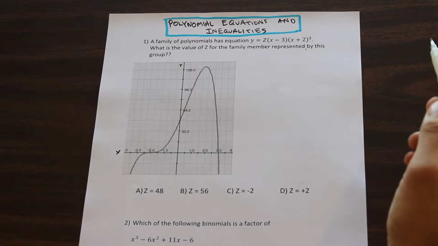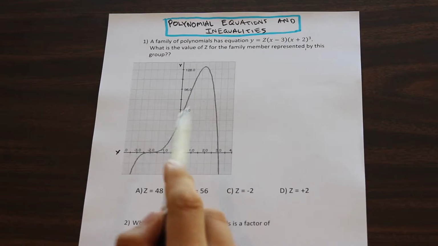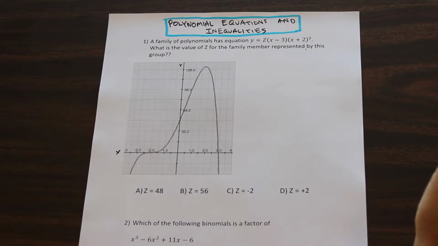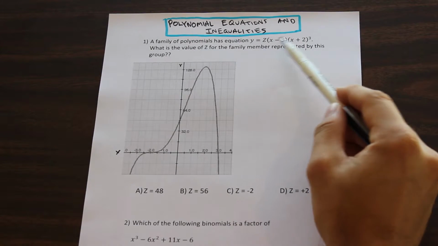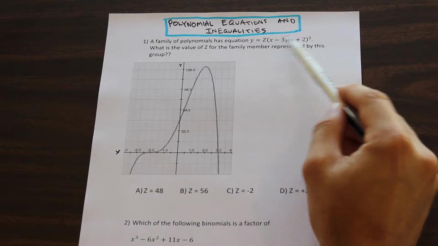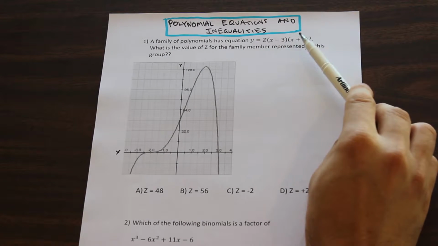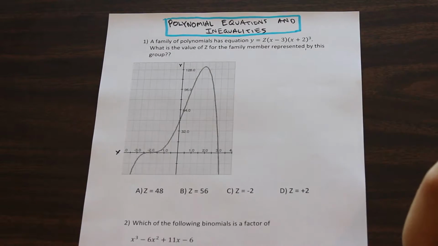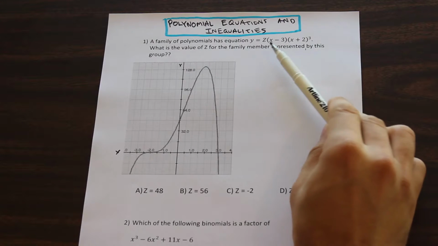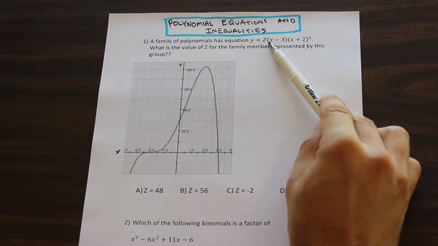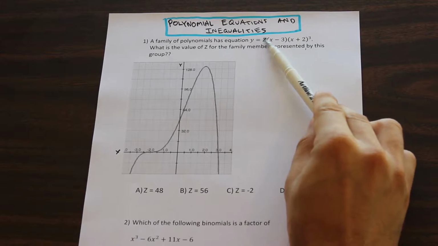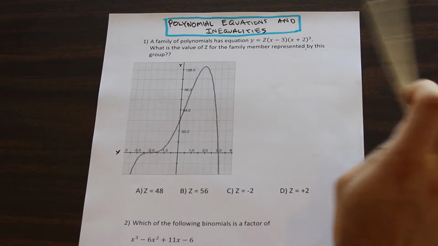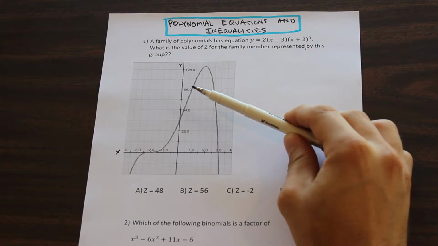What information do we have? We know that when y is equal to 0, we get the roots of x. Since this is in factored form, x is equal to 3 and x is equal to negative 2. Those are both roots. But we can't really use that in this case, because if we set y to 0 and plug in values for x, we won't be able to solve for z, since the other side of the equation is going to be 0. So we need to use our y-intercept.